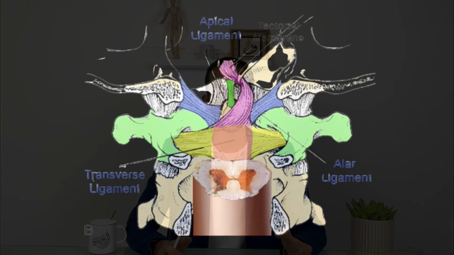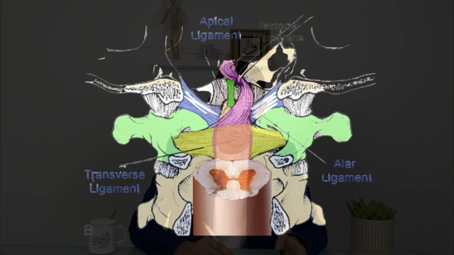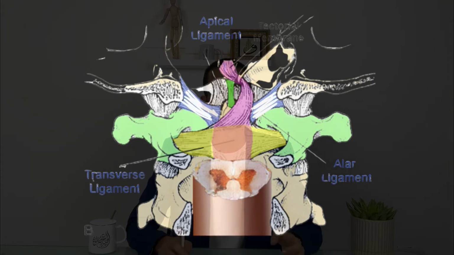On the medial side of each condyle, there is a rough impression, the tuberculum, where you have the attachment of the alar ligament, as you can see here, which is this one in blue. I will make another dedicated video for the craniocervical junction anatomy and the ligamentous structures supporting it.